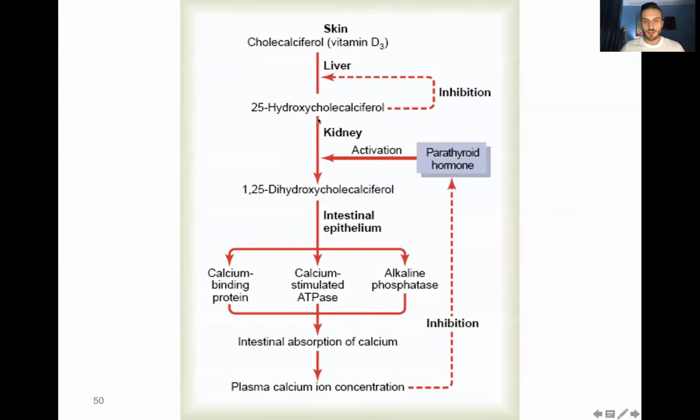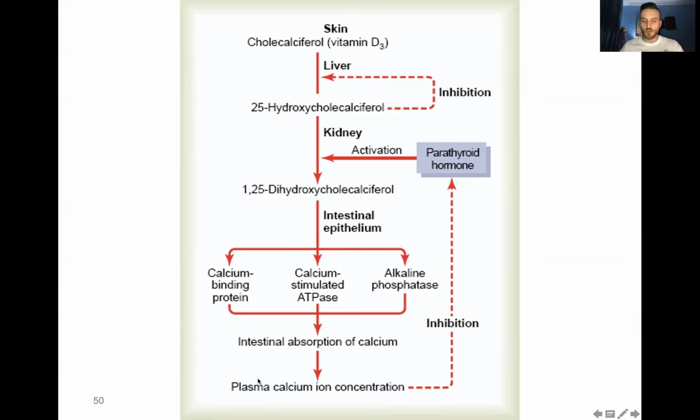And you can see in the picture, we have something called feedback inhibition. The more 25-hydroxycholecalciferol we have, the more it inhibits the hydroxylation in the liver. After we have the activated form, it will go to the intestinal epithelium. It will increase the calcium binding protein, calcium stimulating ATPase, and alkaline phosphatase, which will by the net increase the intestinal absorption of calcium.